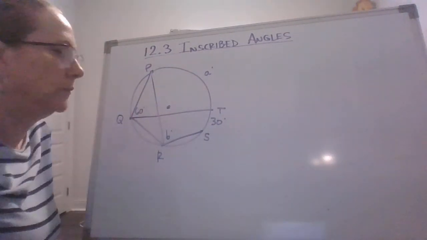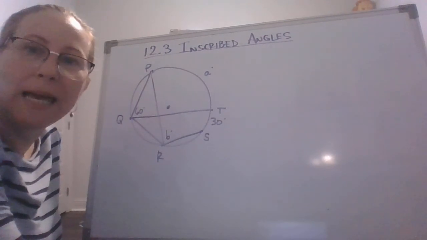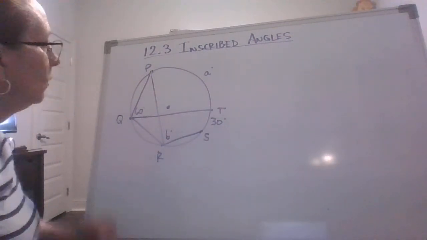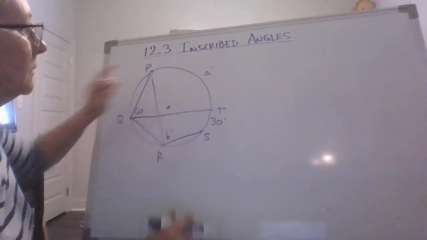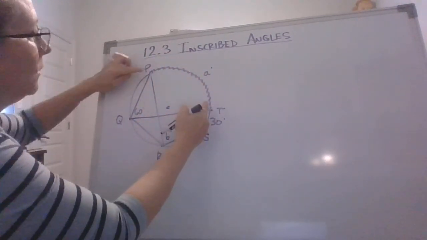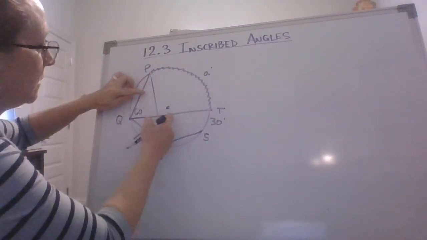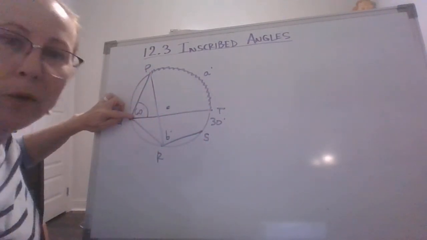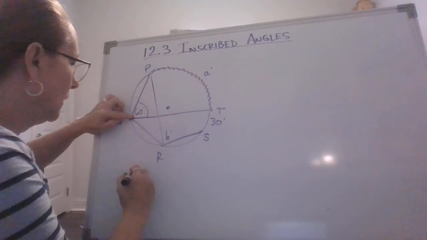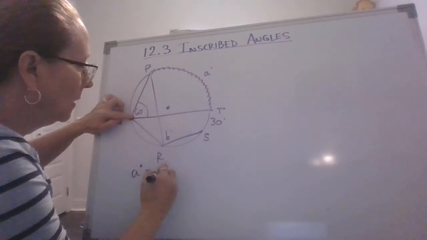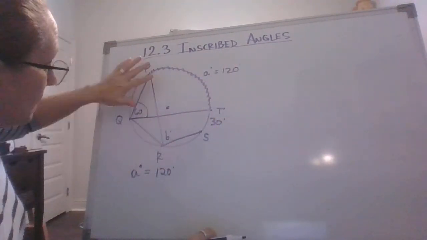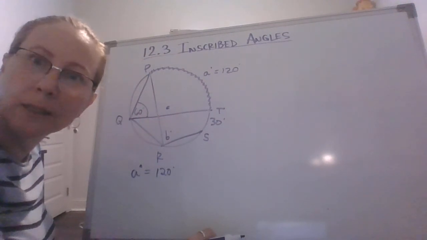Okay, so this particular problem says find A and find B. So let's just look at A and see what we've got. We have an arc A right here. If we follow that back from the points, we find that the angle that is 60 degrees is the angle that goes with that intercepted arc. So A degrees is 120, twice as much. No big deal, but there was just a line running across it, so it disguised it a little bit.